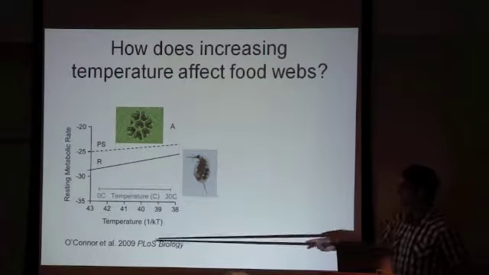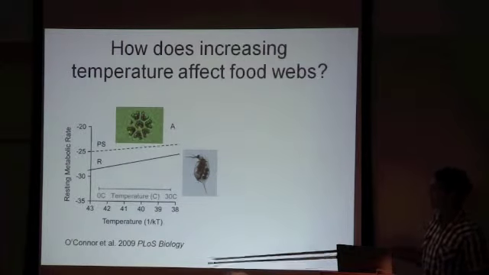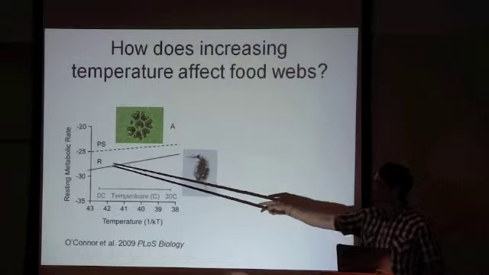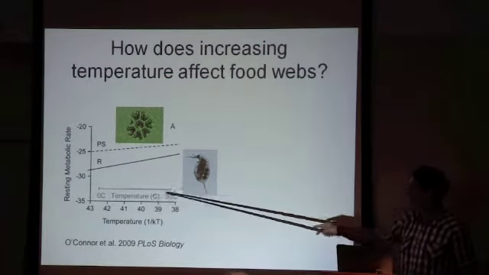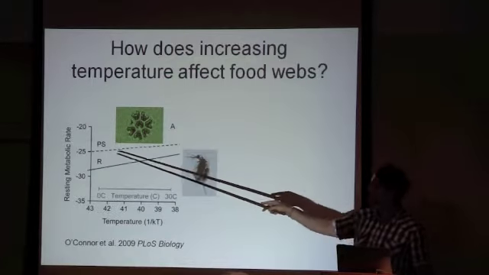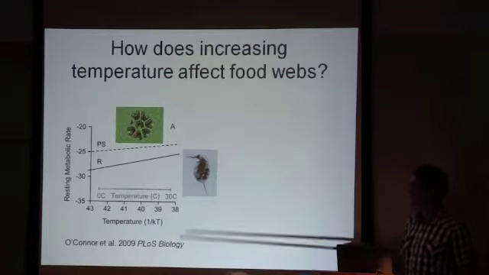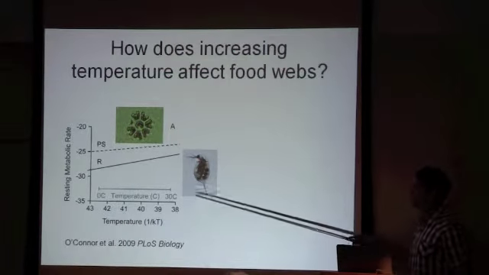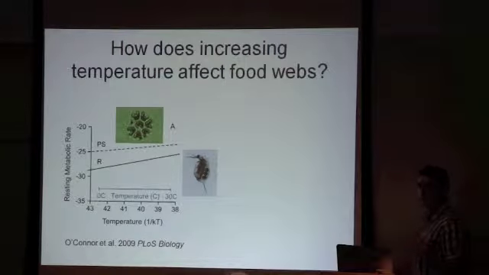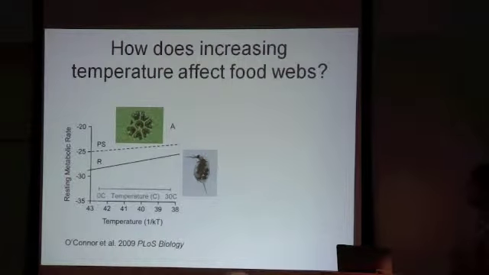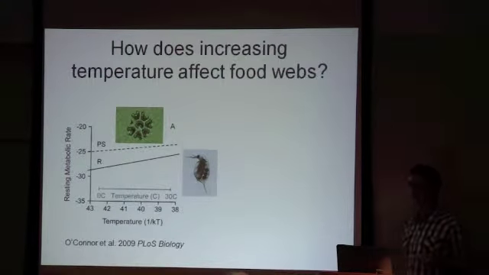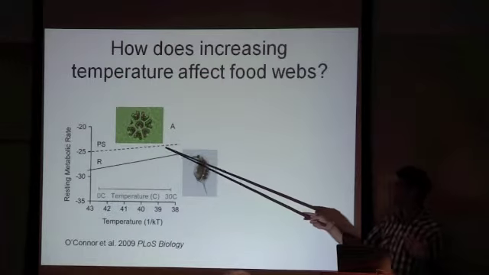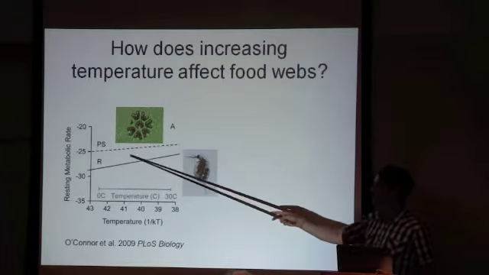So this is data from Mary O'Connor showing the resting metabolic rate, the respiration rate of zooplankton, as a function of temperature going up along the x-axis here, and then the photosynthetic rate of phytoplankton, of algae that those zooplankton are eating. So both of these things increase with temperature. You get higher respiration rate and higher photosynthesis rate, but they do so at different rates. So zooplankton respiration is more sensitive to temperature than is phytoplankton production. So they increase more rapidly.